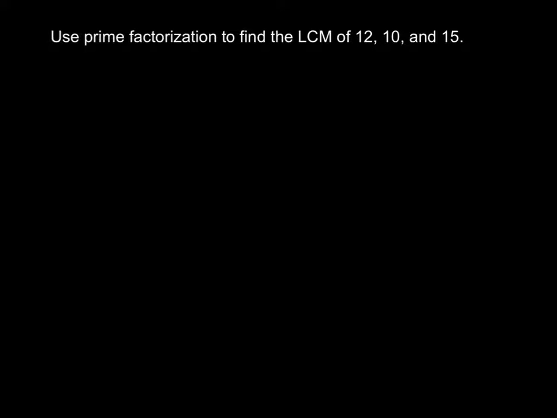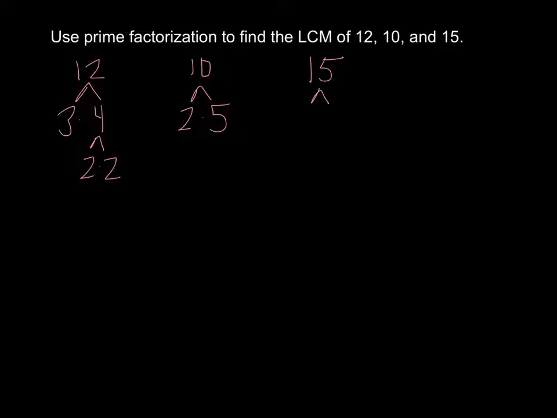for a different problem. All right, so now things are going to get a little bit trickier here. Now we have 3 numbers. So first I'm going to prime factorize my numbers. 12, I'm going to prime factorize to 3 times 4. 4, I can do 2 times 2. 10, I'm going to prime factorize to 2 times 5, and that would be prime numbers. And then 15, I'm going to prime factorize into 3 times 5. Again, that was pretty easy.